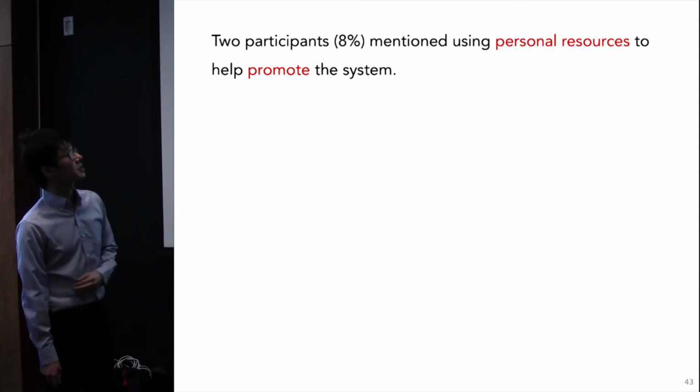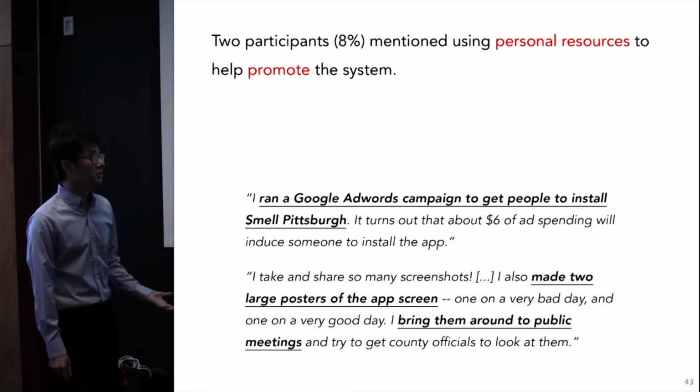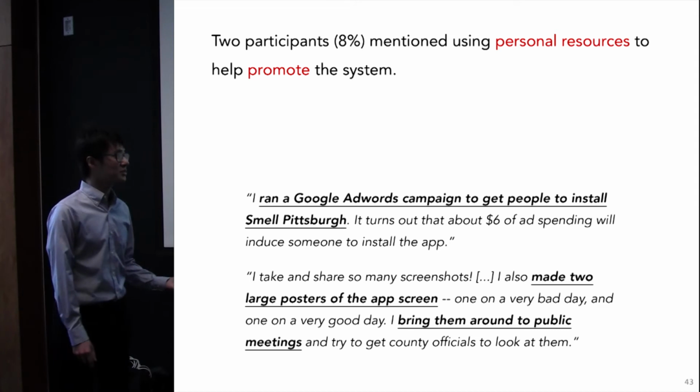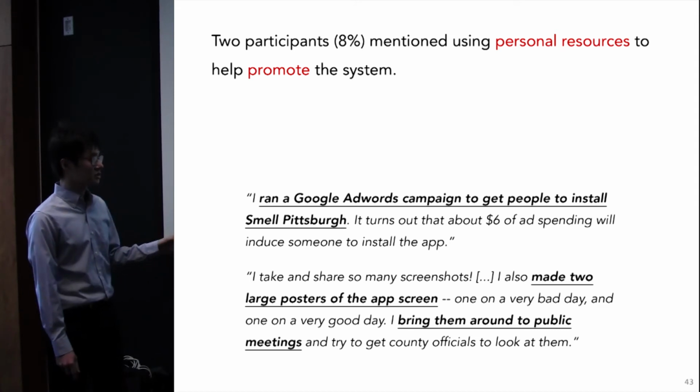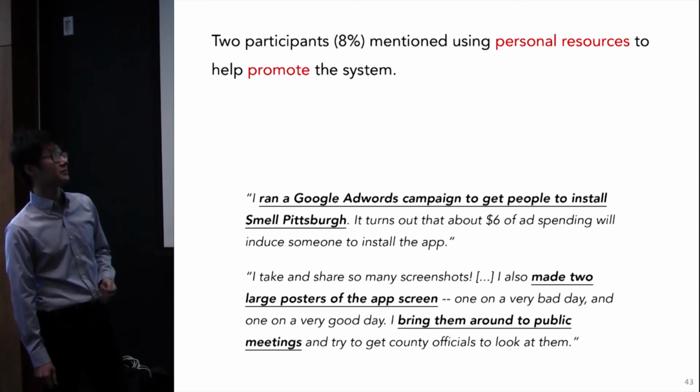About 8% of people use personal resources to help promote the system. For example, one participant ran Google AdWords. Another person actually printed the screen and brought it to public meetings to get the attention of regulators.